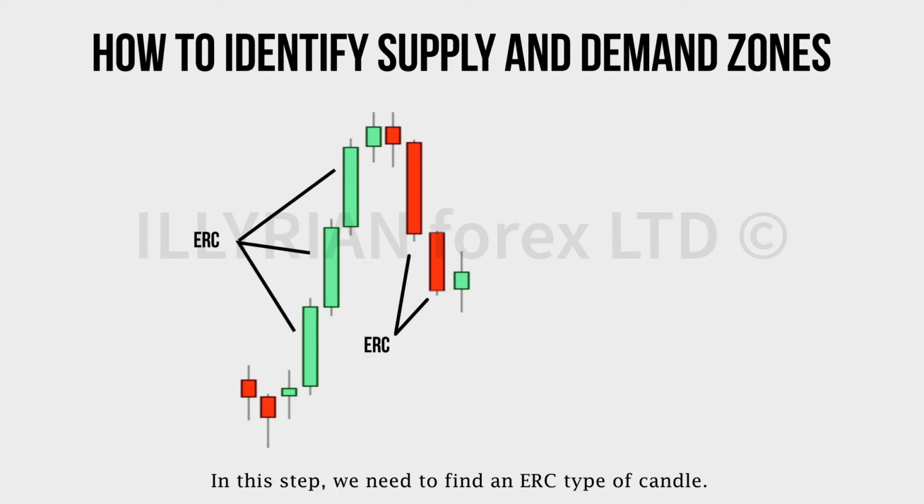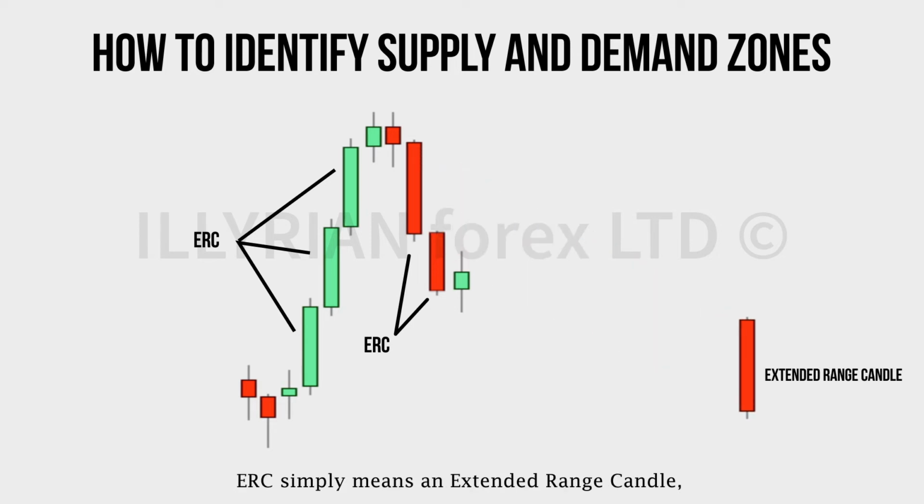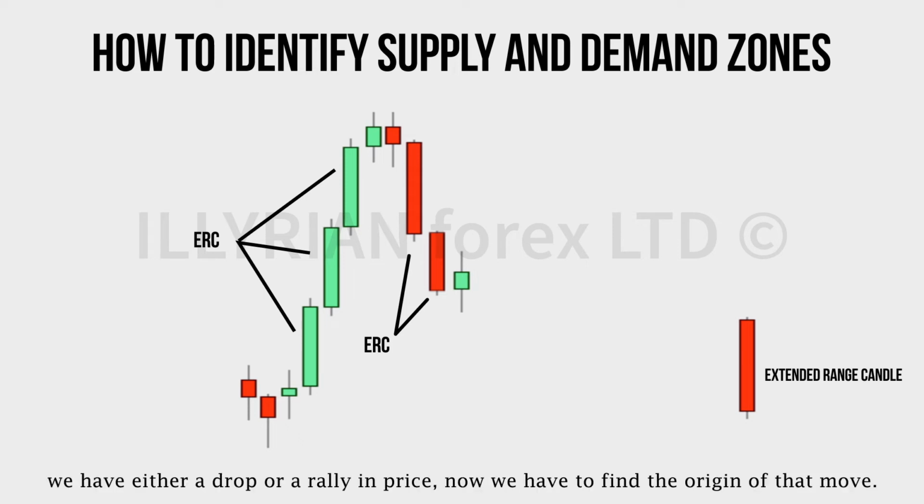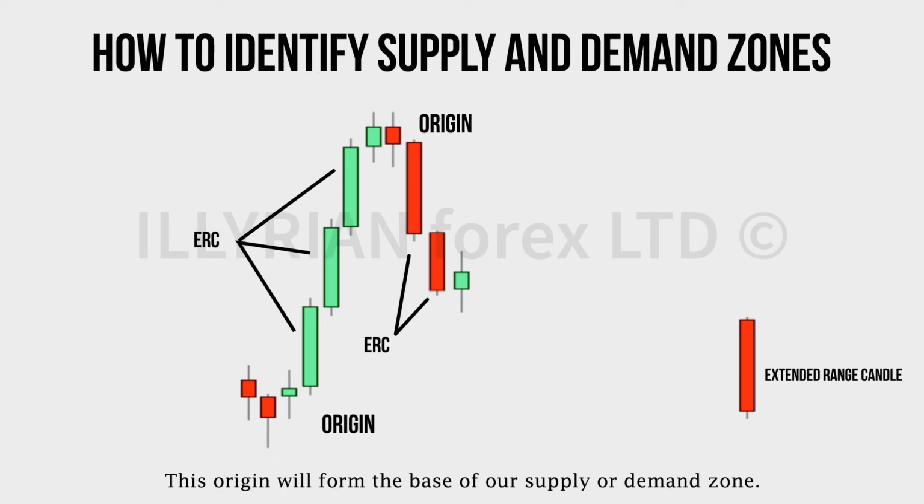In this step, we need to find an ERC type of candle. ERC simply means an extended range candle. It is a candle that has a large body and small or no wicks. Here's how an extended range candle looks like. Once we identify an extended range candle, and we have either a drop or a rally in price, now we have to find the origin of that move. This origin will form the base of our supply or demand zone.